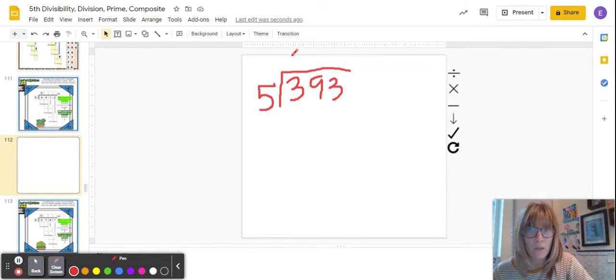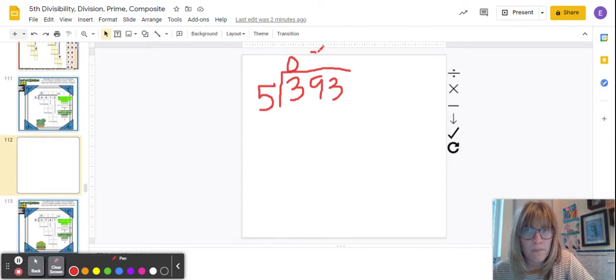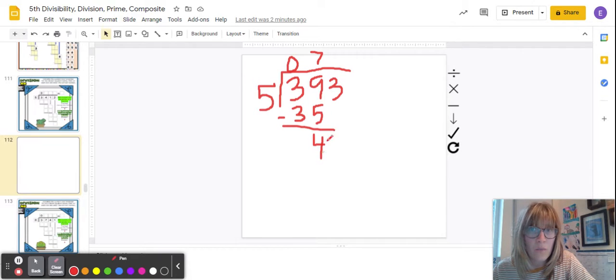5 goes into 3 0 times, but it goes into 39. Well, I can say 5, 10, 15, 20, 25, 30, 35 is as close as I can get. So 7. When we multiply, that is 35. When we subtract, we have 4 left over. Then we bring it down. And now we have 43.